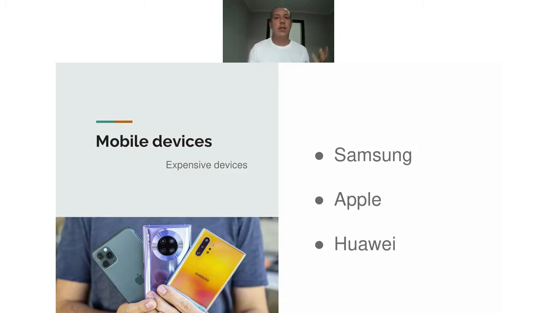Samsung being Samsung, it's an Android platform, very well known and probably the world's largest mobile hardware provider. Then we've got Apple. No one needs introduction to Apple. And then of recent, Huawei. And the reason why I've got those is they are super expensive.